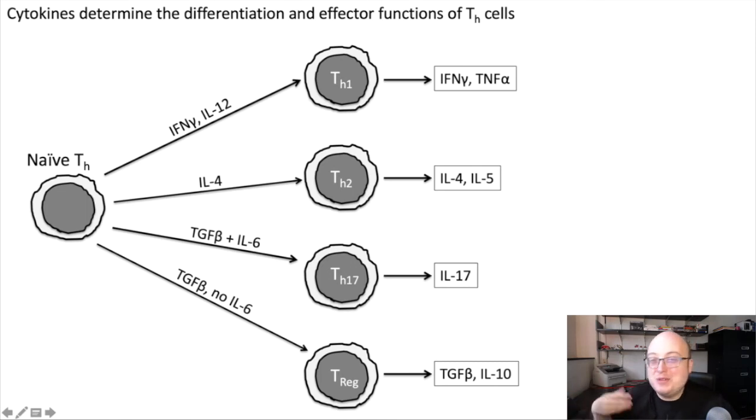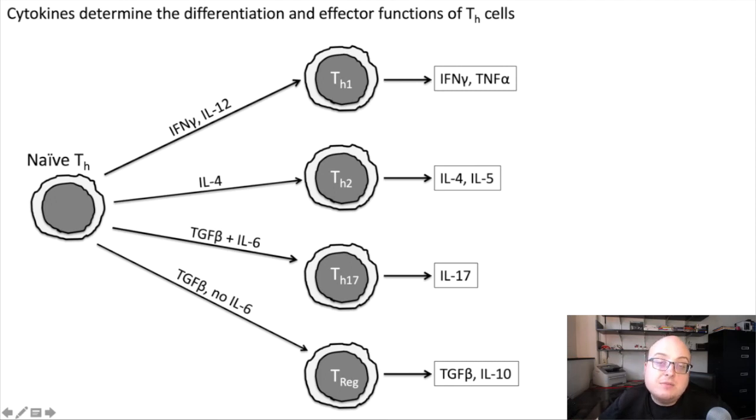It's not doing much, but when it sees its antigen, it can actually differentiate into multiple subsets of T helper cells, which are listed here: Th1, Th2, Th17, and Treg, which stands for T regulatory cells. The type of cell that it's going to become is going to be influenced by the cytokines which are in its microenvironment when it sees its antigen presented to it by an antigen-presenting cell.